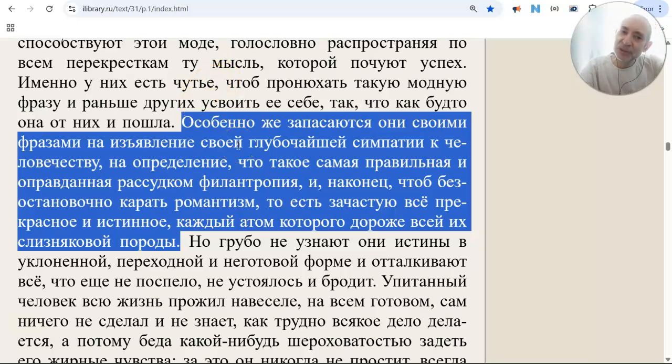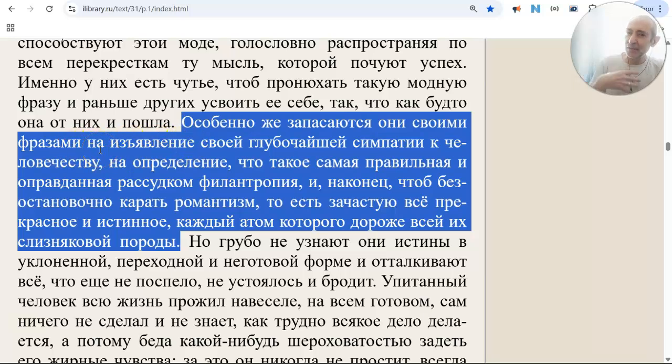Особенно means in particular, and же just, you can skip it meaning-wise. It's just a stress. So, особенно же запасаются они своими фразами. So, запасаются means they are saving. They're saving something for something. So, they are saving their phrases. На изъявление. Изъявление means expression. And на here means for.